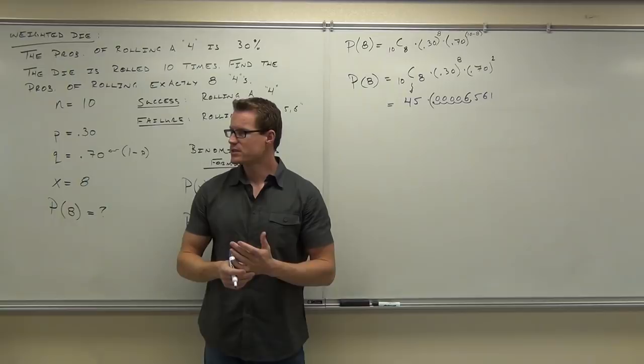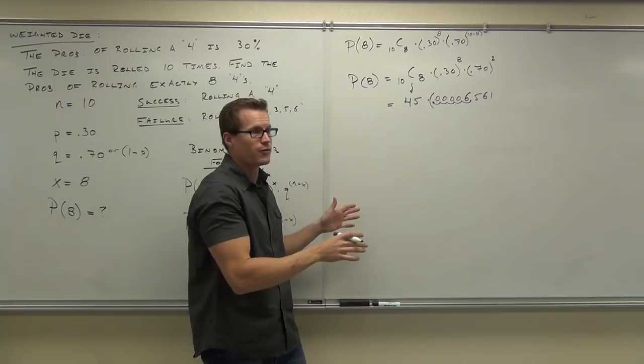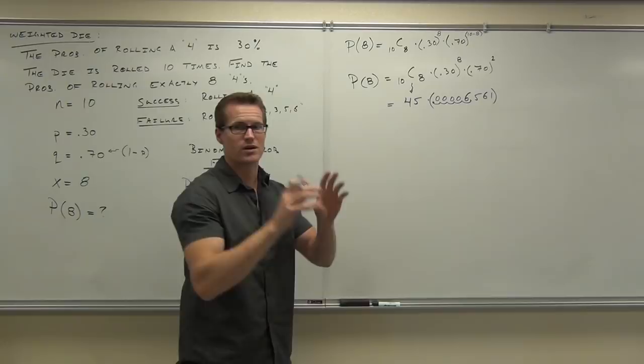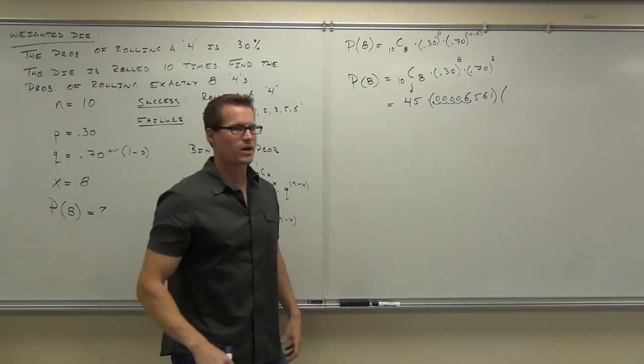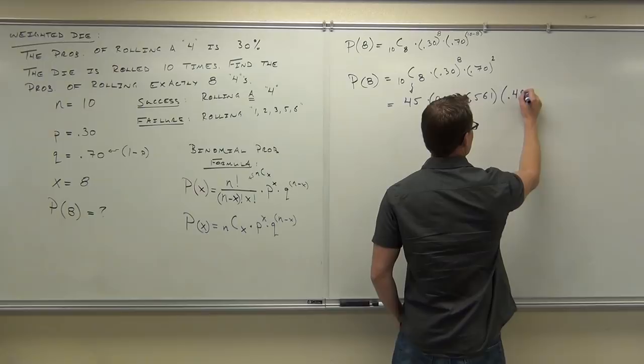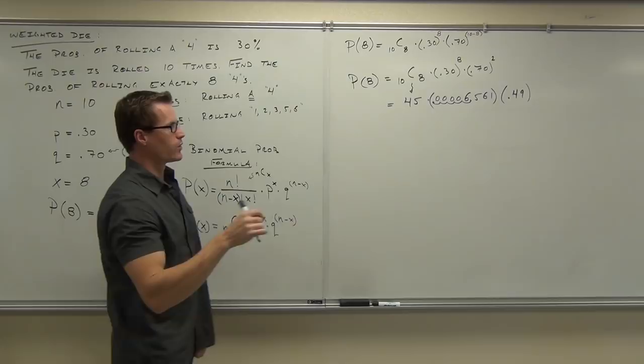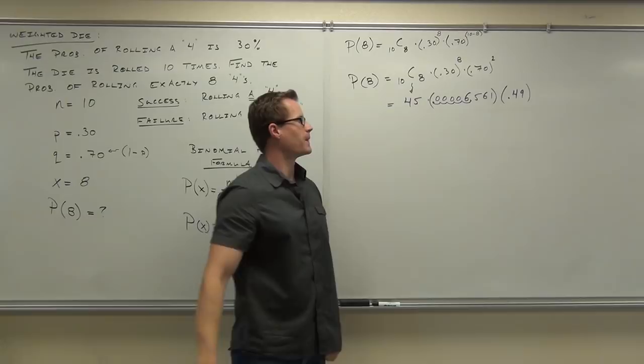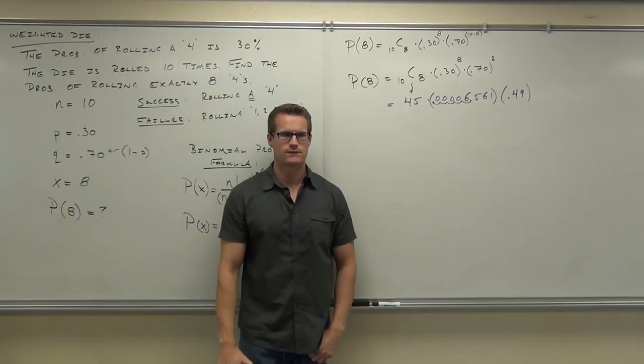Should you round these numbers, do you think? Man, they're so small, if you round them, you're going to be off. All right, you're going to be pretty off on that. So we can't round them. We're going to put exactly what our calculator says to the very end. And we're going to do the same thing, 0.70 squared. That should give you 0.49. So 45 times 0.00006561 times 0.49. 0.00144.